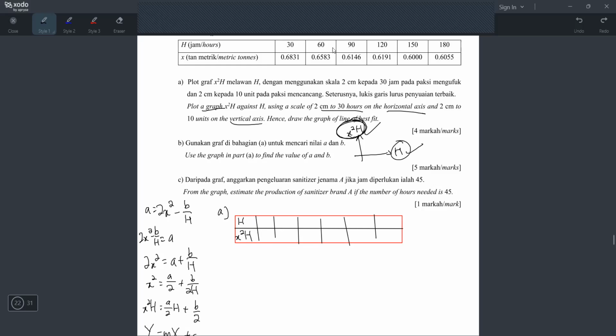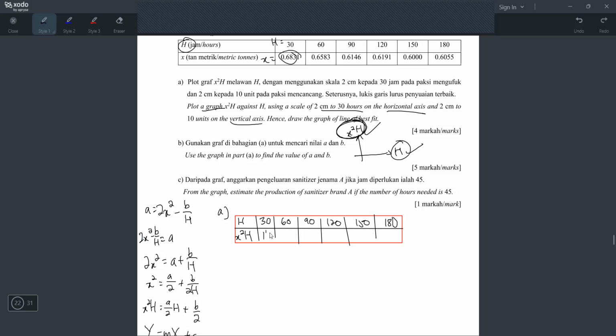Okay, what is the h? It will stay the same. 30, 60, 90, 120, 150, 180, because in the table this one is also h, that's why it will be the same. But for the x square h, everything will change, right? So what is x square h? So this one is the x, this is not the x square h, this is the x. So how to change it to x square h? It means I have to take this number, square, and then times with the h, which is 30. So I have to press 0.6831 square times 30, which is 13.99.